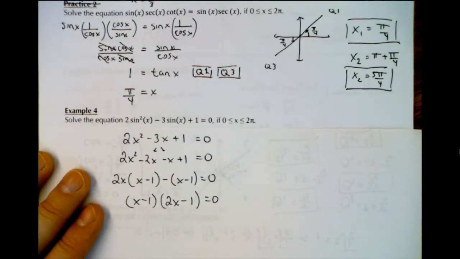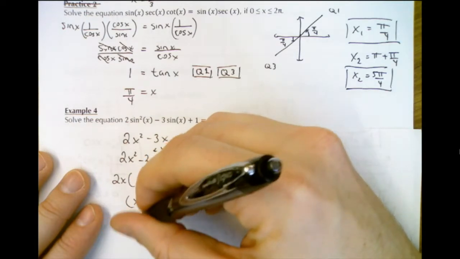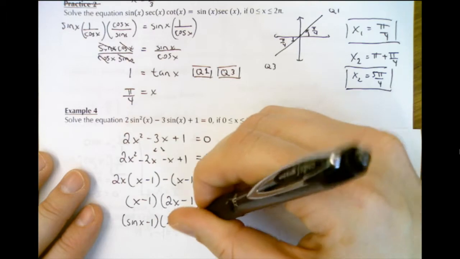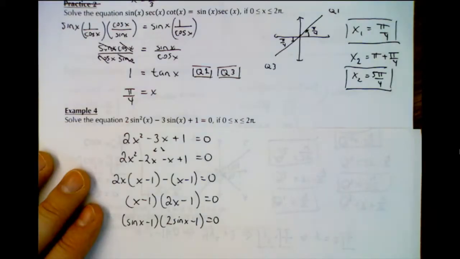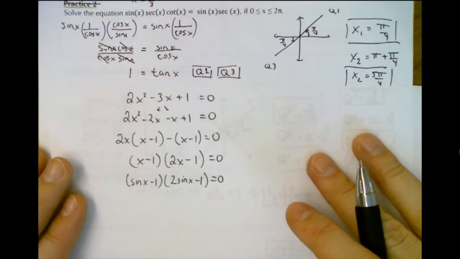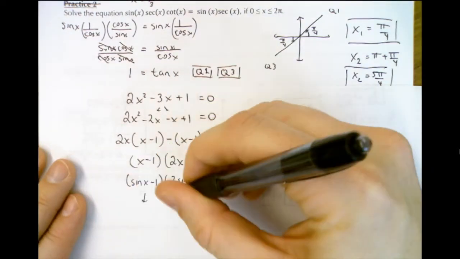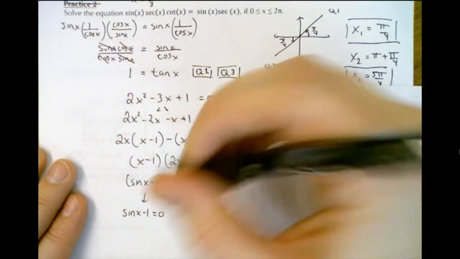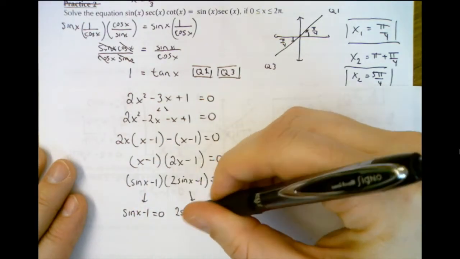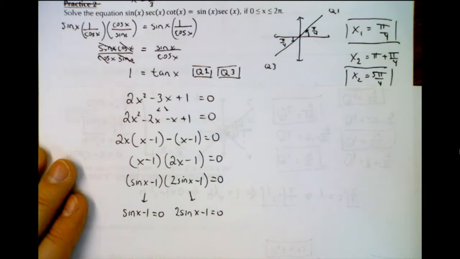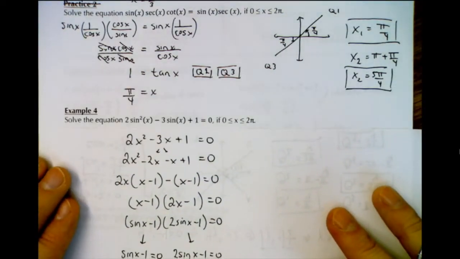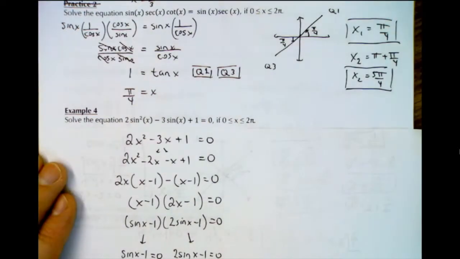And at the very beginning, we said let x be sine x. So what we have is sine x minus 1 and 2 sine x minus 1 equals 0. And now to solve this, we take each of these brackets and set them equal to 0 and solve. So we're looking for where sine x minus 1 equals 0 and where 2 sine x minus 1 equals 0. And basically we're just solving two linear equations, and both sets of solutions will be solutions for our equation.